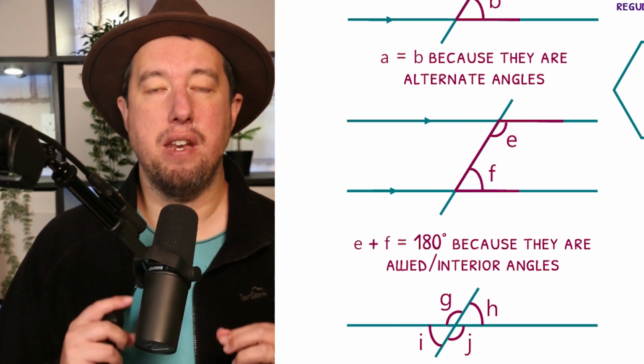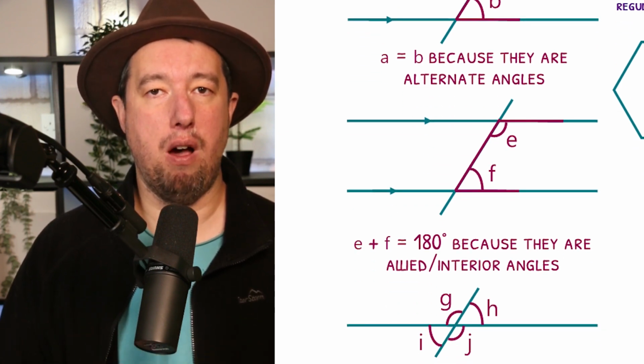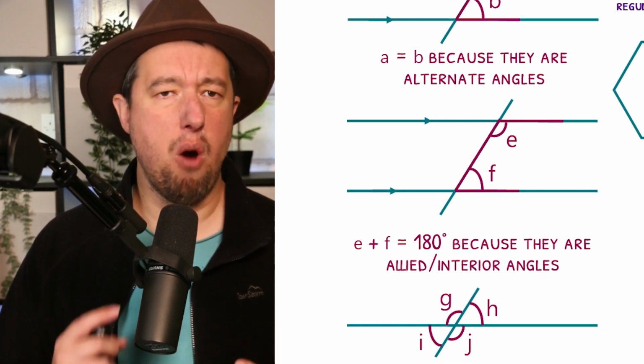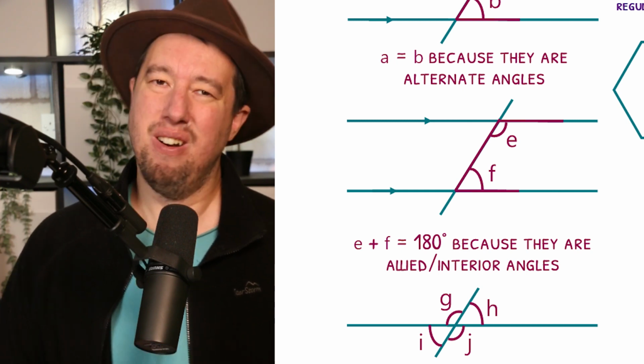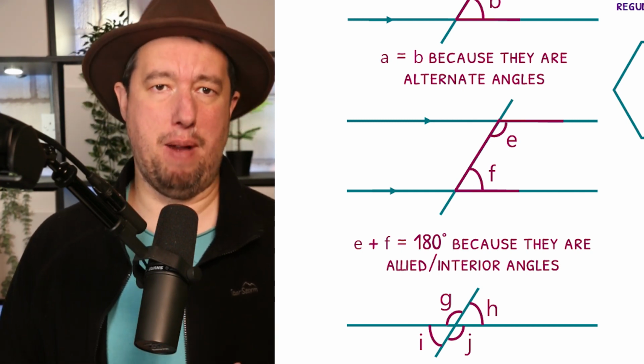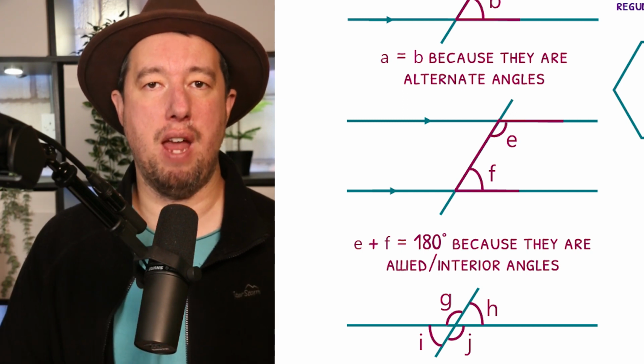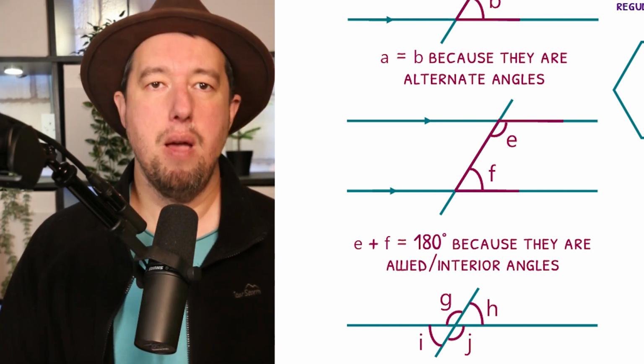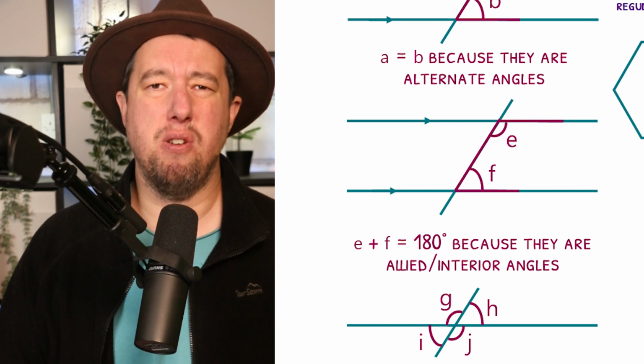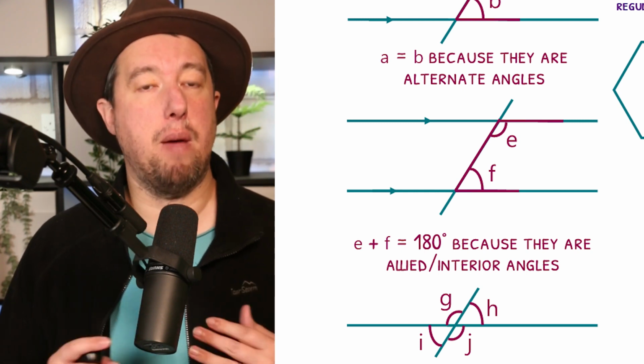An acute and an obtuse angle between the parallel lines will make allied or co-interior or interior angles. All the maths teachers did have a meeting about this, but sadly we couldn't agree on a name, so you get these three. Because they are acute and obtuse, they're obviously not equal, but they do add up to 180 degrees, which is neat.